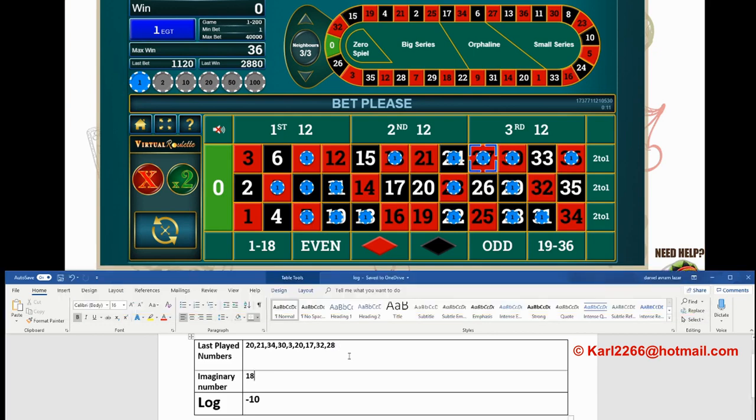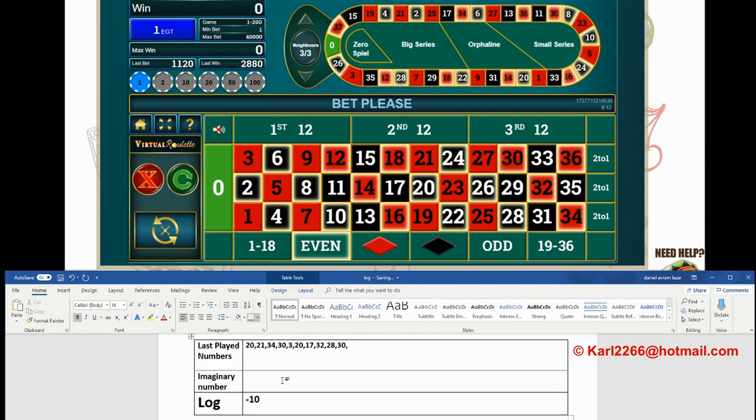And let's say after number 28 we got a new winning number, which is number 30. Okay, we win because it's near 11. The terminals from 18 are 11 and 23. So 30 we got covered. Okay, so what we do now when we got 30 and logarithm minus 10? We got a new imaginary number, which is number 20.